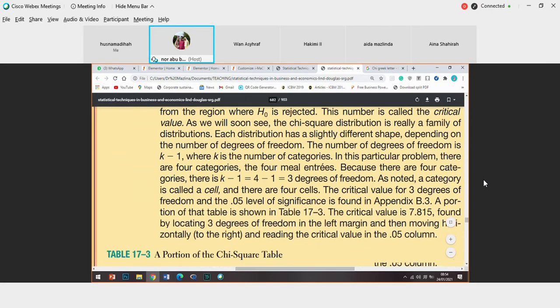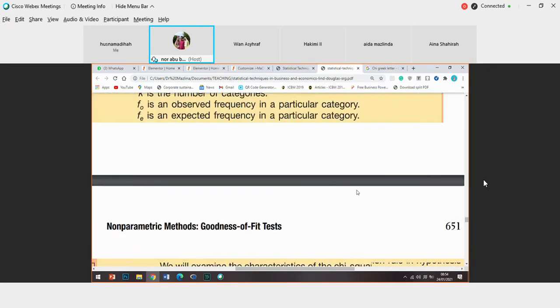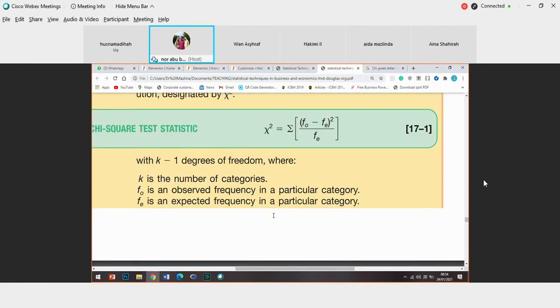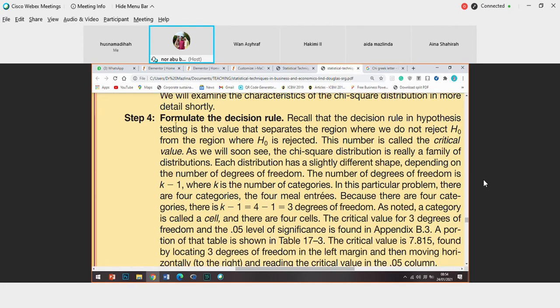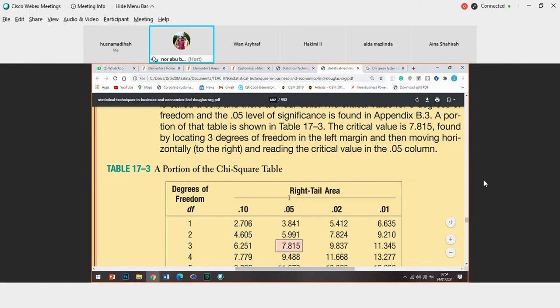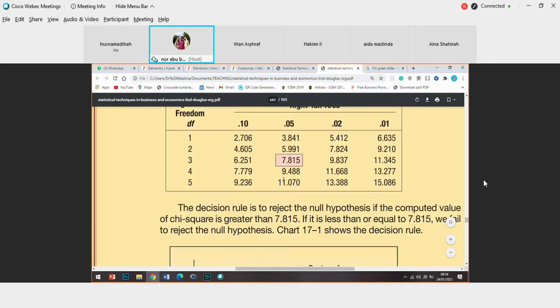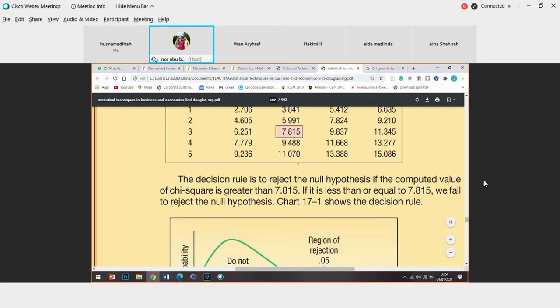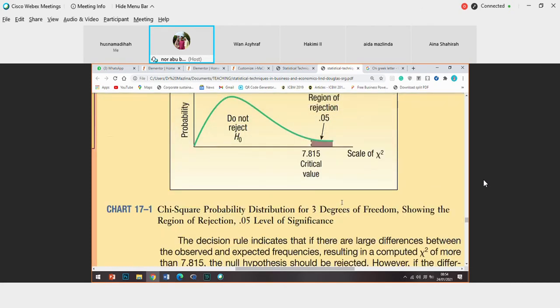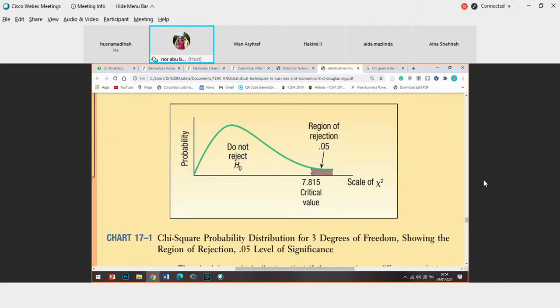Now, after you have calculated what is the chi-square value, next we formulate decision rule whereby we're going to have a look at the chi-square table. Okay? Jadi chi-square table, awak akan reject ataupun do not reject depends on the value that you have in your test. Okay, so the critical value is found at 7.815.